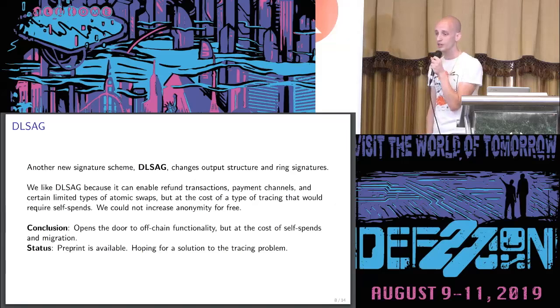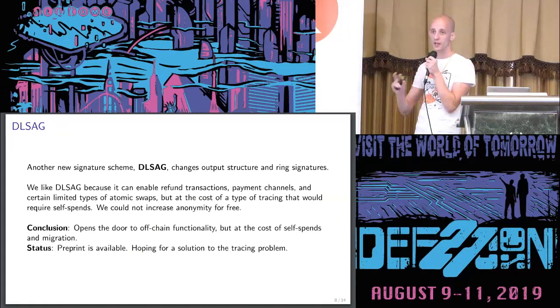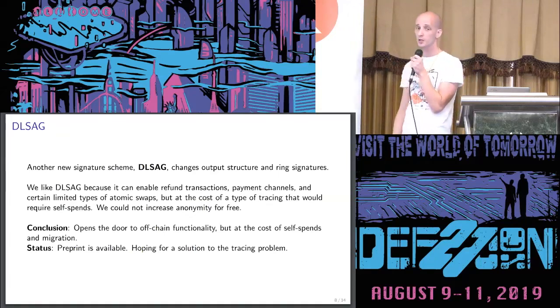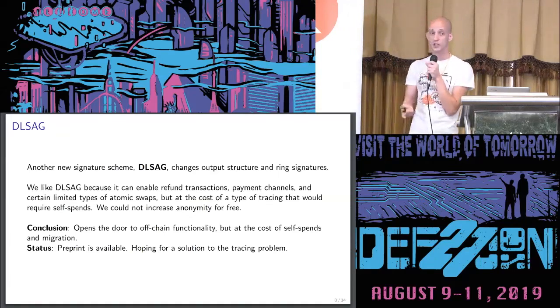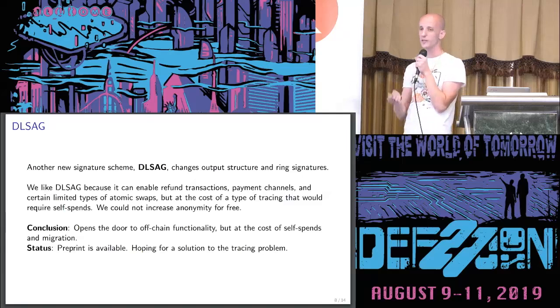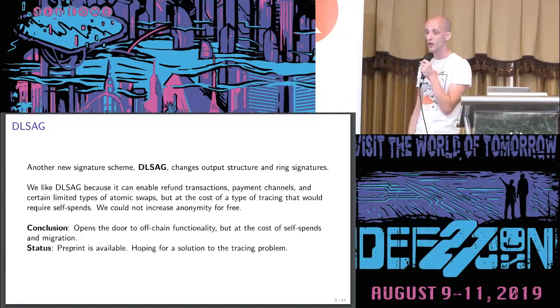Another new signature scheme called DLSAG actually changes the structure of Monero's outputs and the ring signature in not huge ways, but enough ways to make it a little bit more challenging. The benefit to this scheme is that besides showing all the other stuff that we like, balance and things like this, it could also enable such things as refund transactions non-interactively. There's some stuff involving payment channel networks that we could enable, and very limited kinds of atomic swaps that depend very heavily on curve choice and stuff.